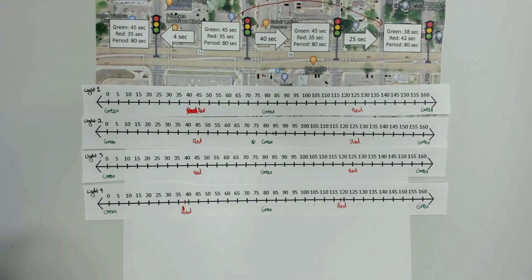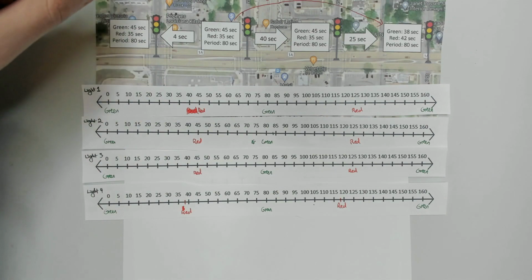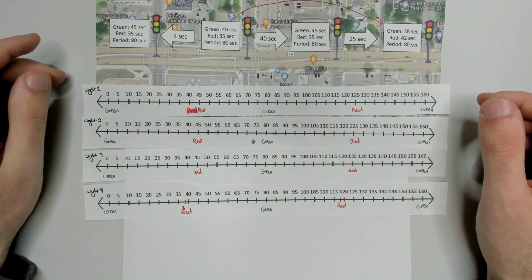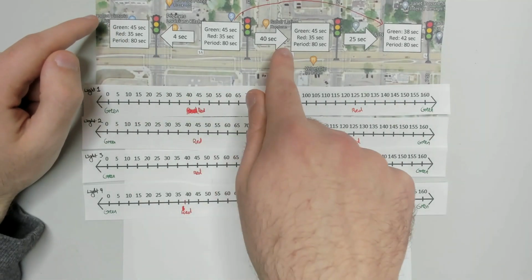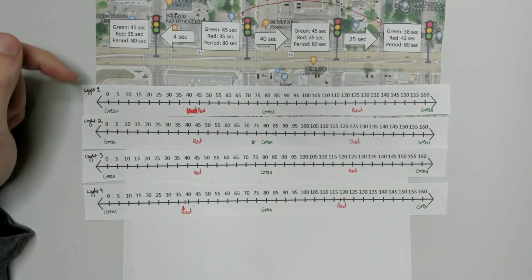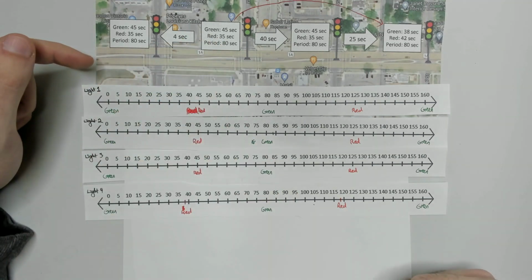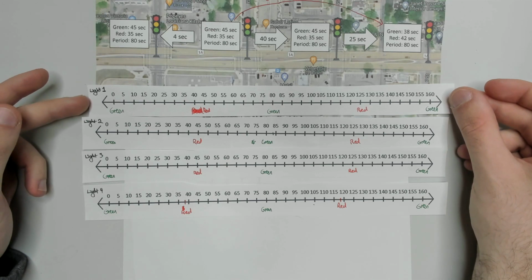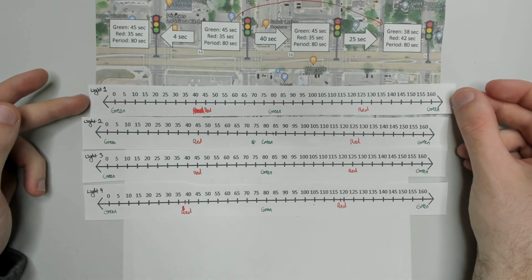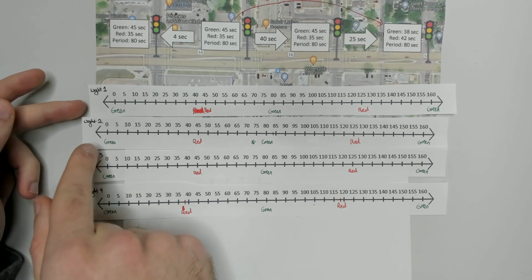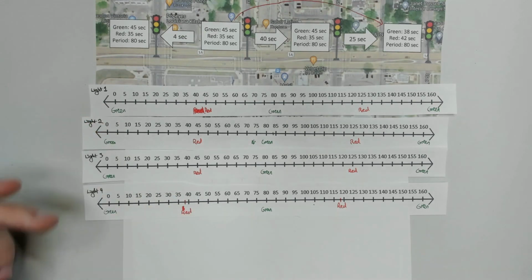But now we want to see how offset these are from each other. How different are they going to be? Well, that's what these 4, 40, and 25 seconds are, and we can use number line sliding to do this. We know that light 1 turns green 4 seconds after light 2 was green. So that means we can take this number line and slide it 4 to the right, or we're adding 4 to the number line. So now we see that this 0 is going to be lined up with 4. All right, awesome. So now everything has been slid over.